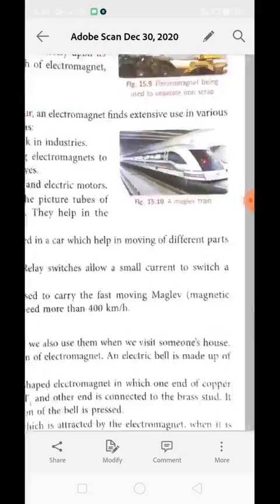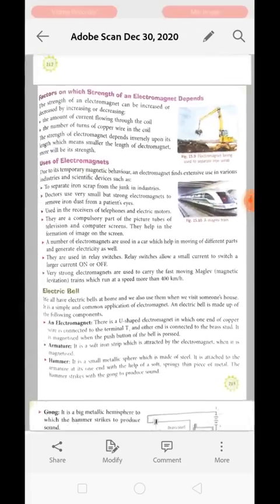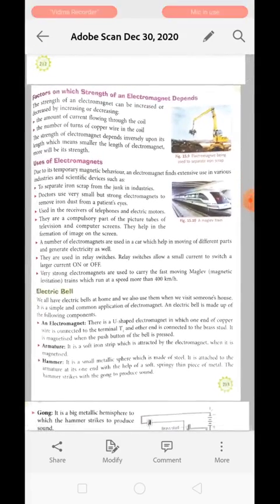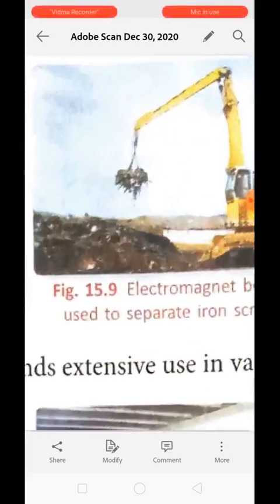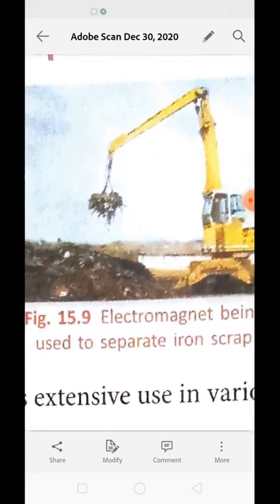Just see over here. Use of electromagnet, due to its temporary magnetic property or magnetic behavior. An electromagnet finds extensive use in various industries and scientific devices as well. First, it is used to separate iron scrap. Just see over here, iron scrap is getting separated from the huge amount of junk. So to separate iron scrap from the junk in industry, we are using electromagnet.